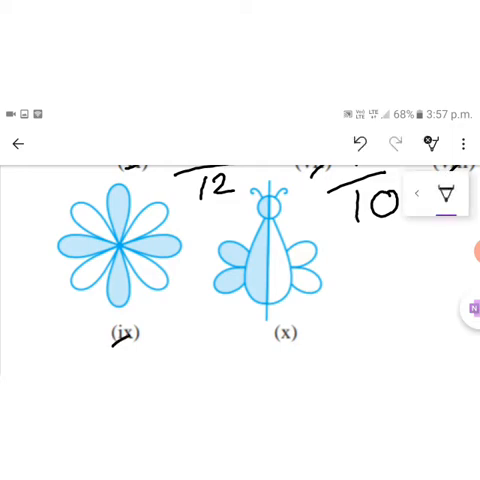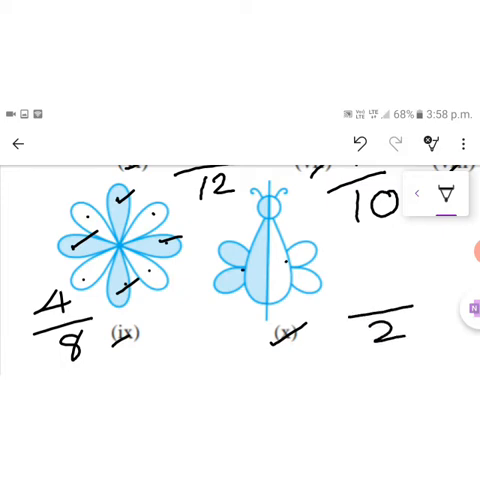Ninth one. Total number of shapes is 1, 2, 3, 4, 5, 6, 7, 8. Number of shaded shapes is 1, 2, 3, 4. Therefore, the fraction is 4 by 8. Tenth one. Total number of parts is 1, 2. Number of parts shaded is 1. Therefore, the fraction is 1 by 2.